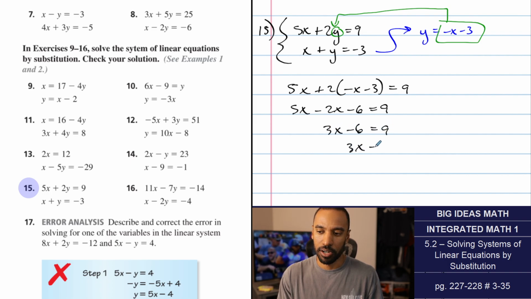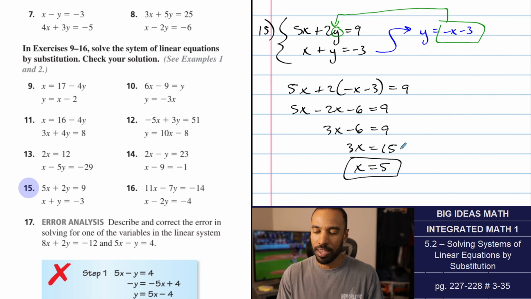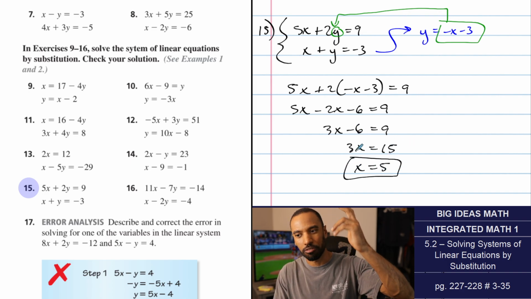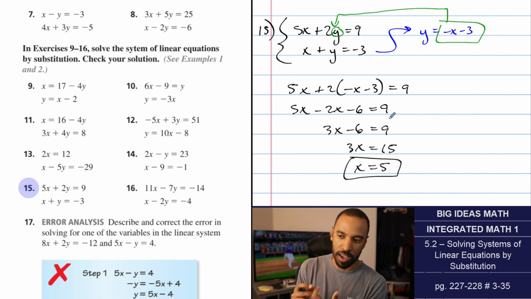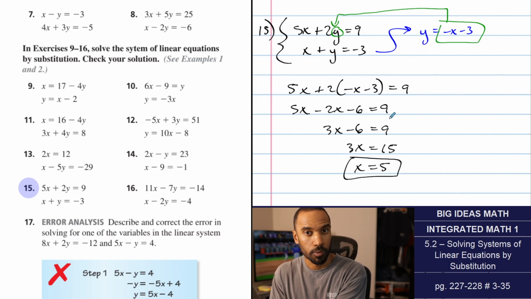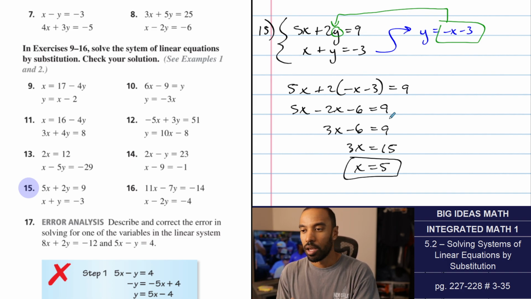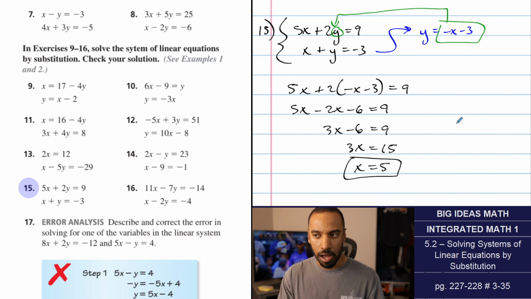Add 6 over, 9 plus 6 is 15, and divide both sides by 3, you get x equals 5. And again, I want to stress how much faster and efficient I am without writing the plus 6 on both sides, divide both sides by 3. You got to make sure you're doing it right, and that's where the double check comes into play. That's probably also why I'm comfortable doing it here.